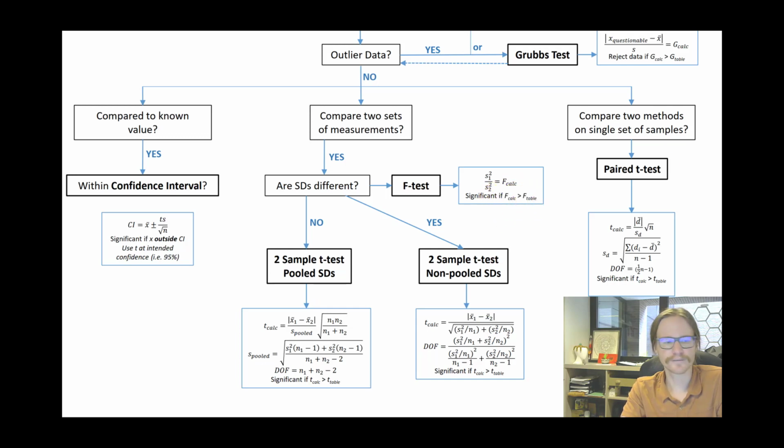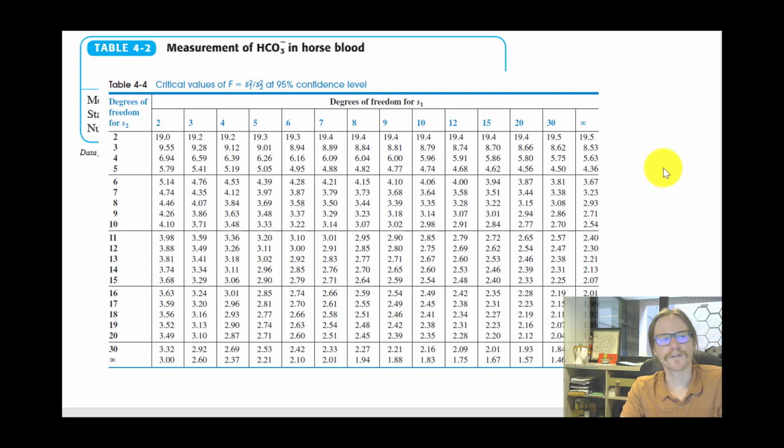So let me show you the F table. The F table from your textbook looks like this. You can see at the top it says critical values of F. That's the first standard deviation squared over the second standard deviation squared. And this is all at 95% confidence. That's what this table is generated at.